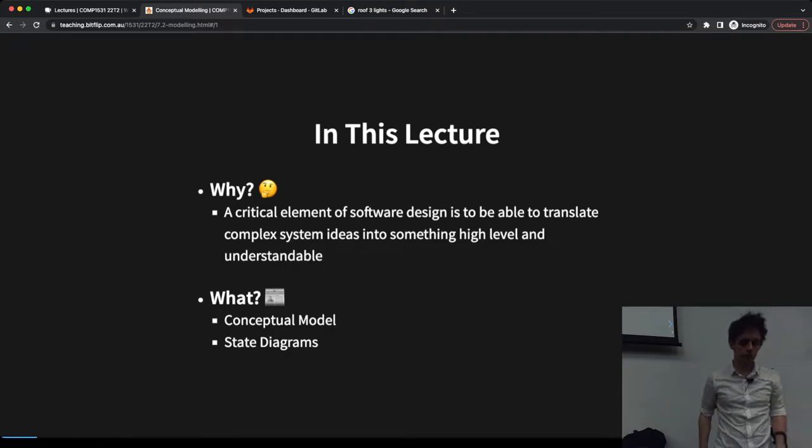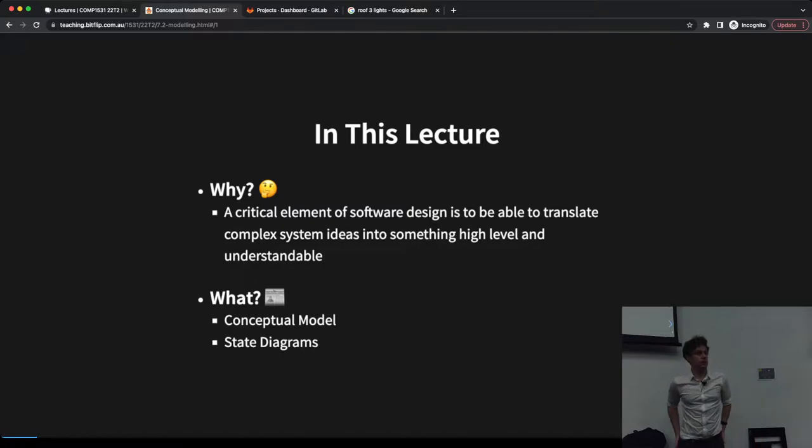So what we're talking about today, and why we're talking about it, which is this conceptual modeling idea, whatever that means, is a critical element of software design in general. If you're ever thinking of software, or frankly, if you're thinking about anything in life, any kind of engineering, design, planning, you need to be able to translate something that's complex, like a complex system, into ideas that are high level and understandable.